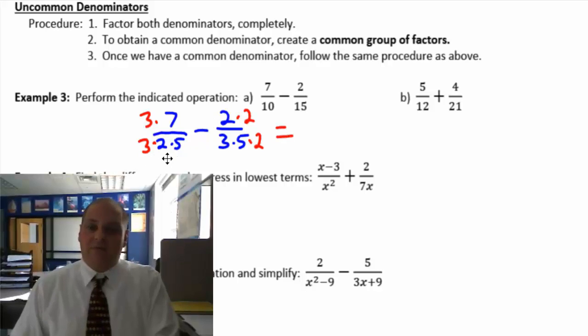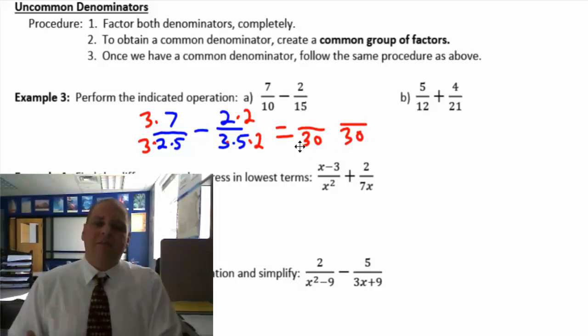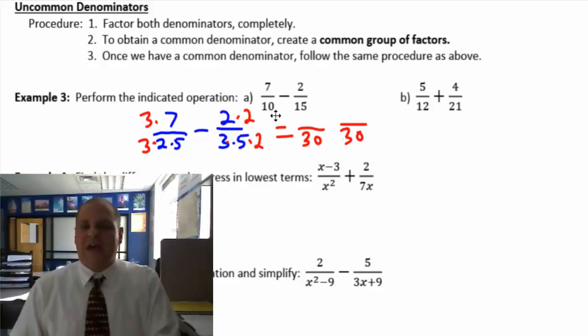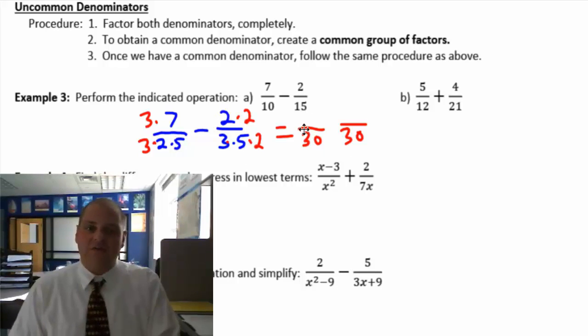We got 2 times 3 times 5, which is 30, and 3 times 5 times 2, which is 30. So we did get our common denominator of 30. We just did it by using the factors. Now you might say, Mr. Ventry, couldn't we just do times 3 over 3? Couldn't we just do times 2 over 2? Yes, you could for simple ones like this, but when we get into binomials and trinomials, it gets to be more complex. So you're going to appreciate the factors.